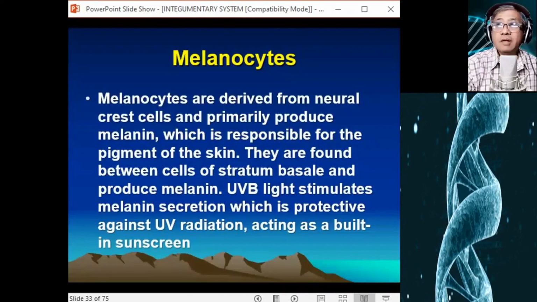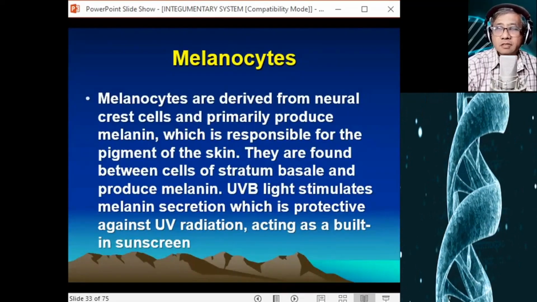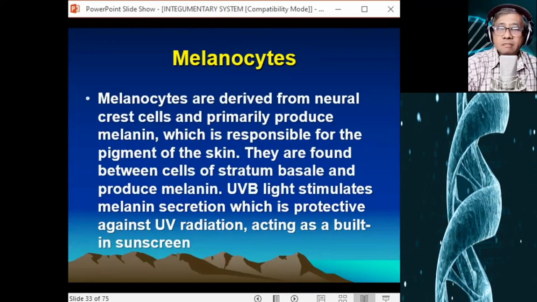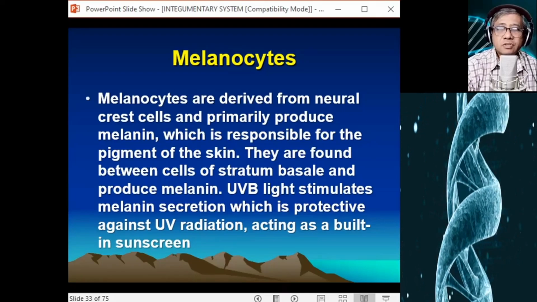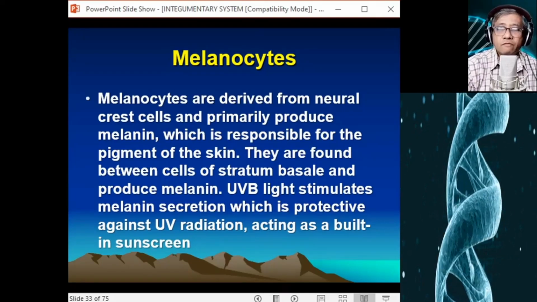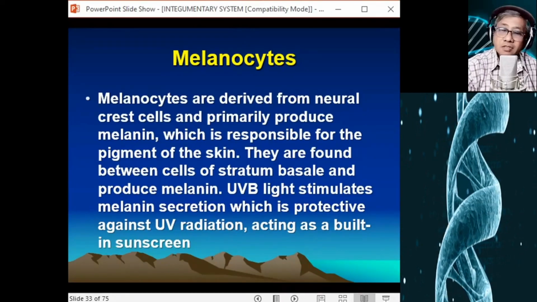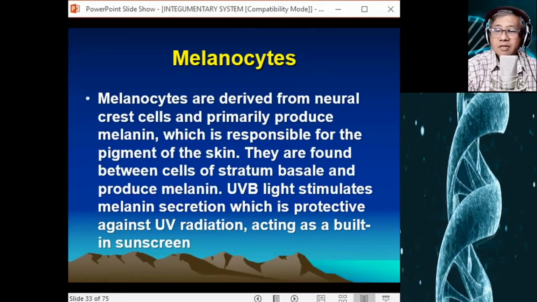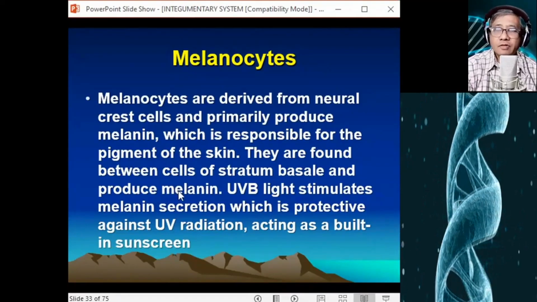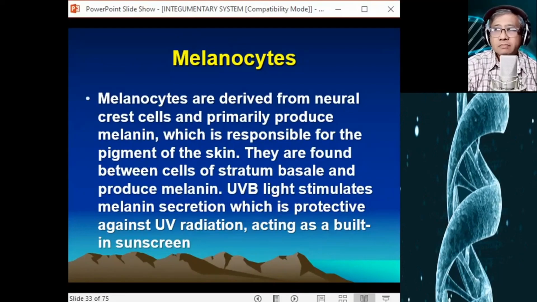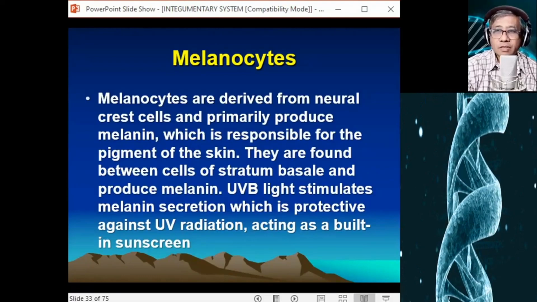Okay, next we have the melanocytes. Melanocytes are derived from neural crest cells and by the name itself, they produce melanin. Now, these are the cells that produce melanin, which is responsible for pigmentation of the skin. Our skin, its color. If you're dark-skinned, if you are fair-skinned, protein, melanin is responsible for that. They are found between cells of the stratum basale and again, these cells, melanocytes, they produce melanin.